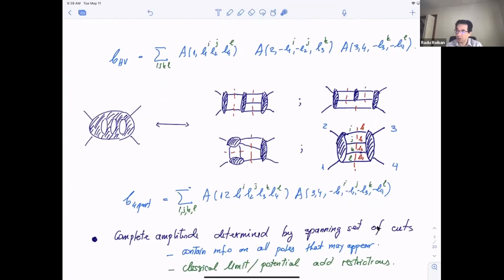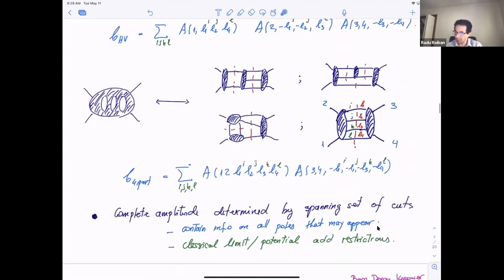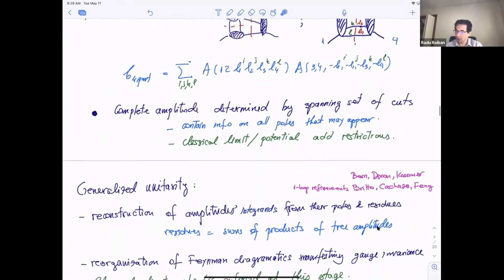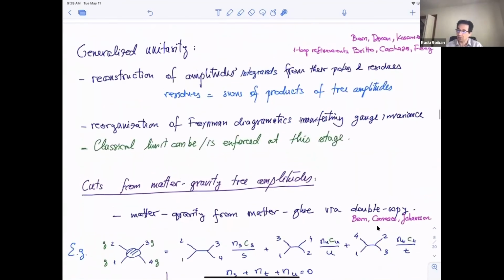Indeed, restriction to the classical limit, and especially to the potential region, will restrict this set of cuts and make them substantially simpler than the ones that I drew here. Okay, so this said, generalized unitarity, to basically dot the i's and give credit where credit is due, is the reconstruction of amplitude integrands from their poles and residues. And the residues are sums of products of tree-level amplitudes.